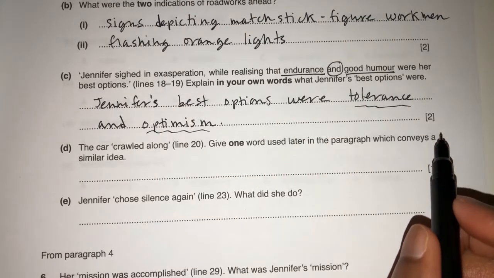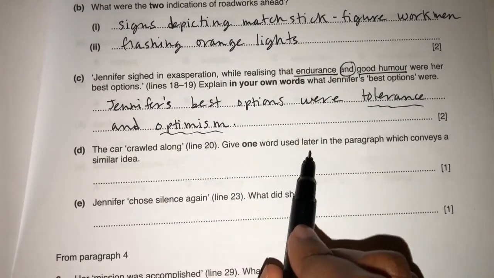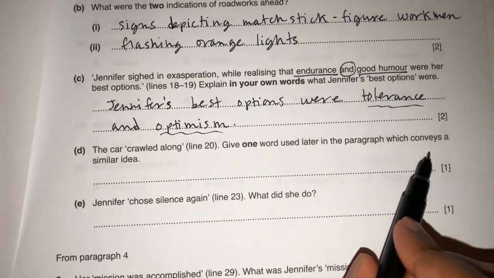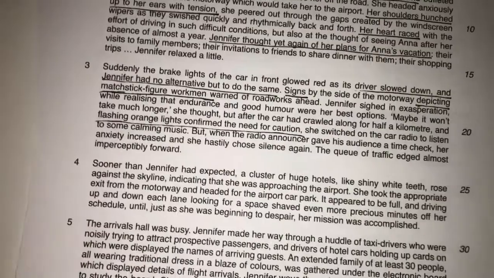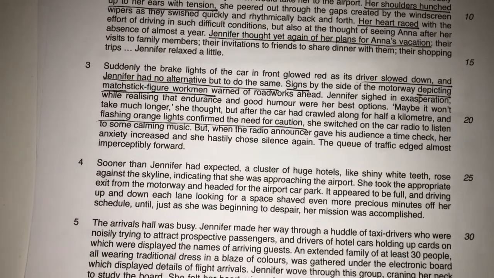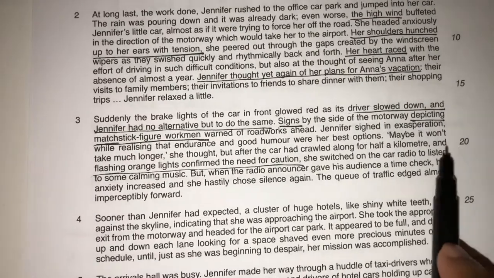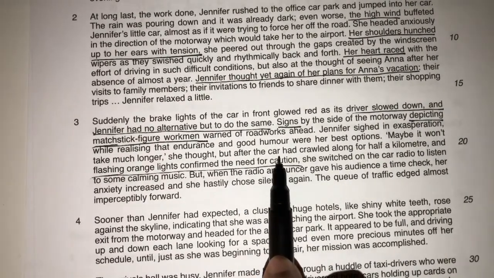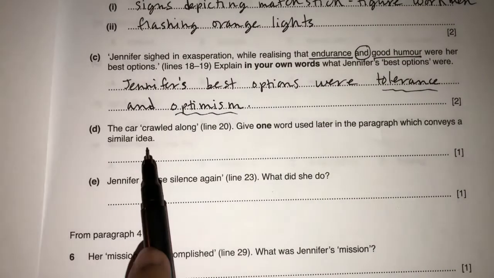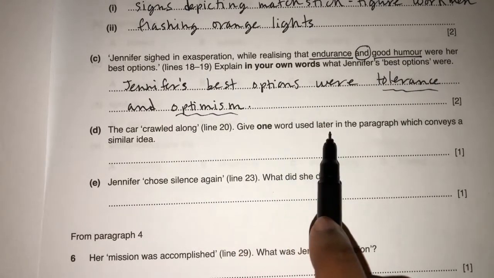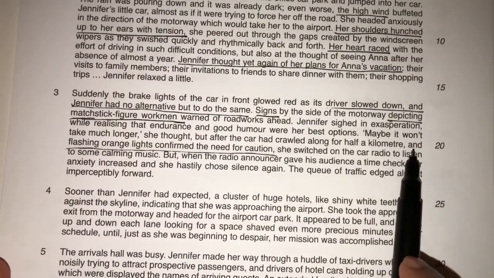Okay. The car crawled along. Give one word used later in the paragraph which conveys a similar idea. Okay. Line 20. Let's find it first. But after the car had crawled along for half a kilometer, and it says that the word we're looking for is used later. So it's used after. So let's see if we can find it.